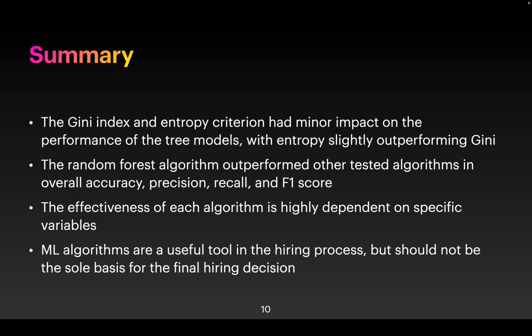Based on the results, consider the summary. The Gini index and entropy criterion had minor impact on the performance of the tree models, with entropy slightly outperforming Gini. The random forest algorithm achieved the highest overall accuracy, precision, recall, and F1 score among the three algorithms tested. The effectiveness of each algorithm is highly dependent on specific variables, so it is important to adjust these parameters to optimize model performance. Machine learning algorithms should not be used to make the final hiring decision, but rather as one of many tools in the hiring process.